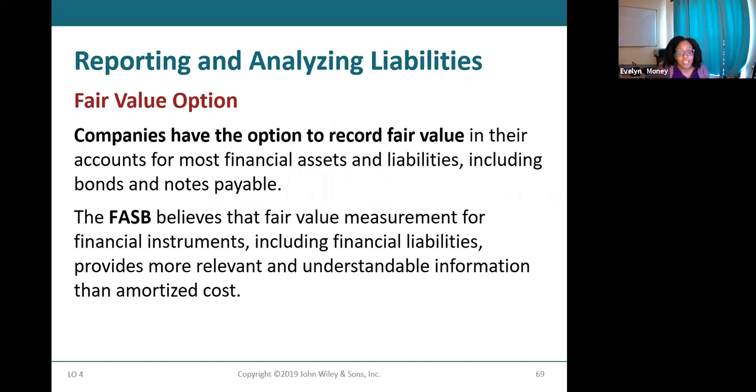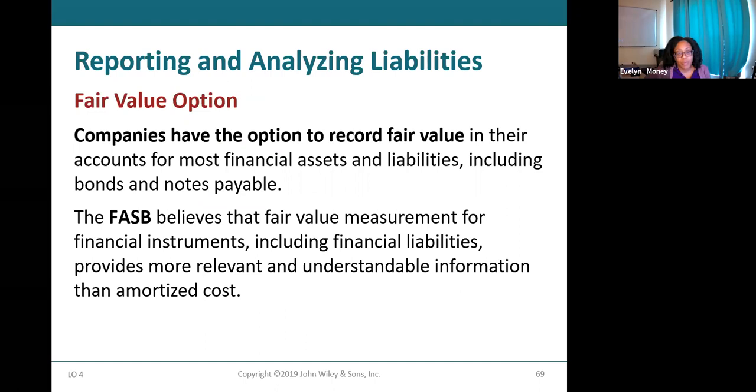So let's look at some presentation and disclosure issues. Companies have the option of reporting their liabilities at fair value. Now, once they make that fair value election, when they first get this debt, they pretty much have to stick with it. They can't flip-flop back and forth and say, oh, now we're going to use amortized cost, now we're going to use fair value. Once you select it, you have to stick with it.